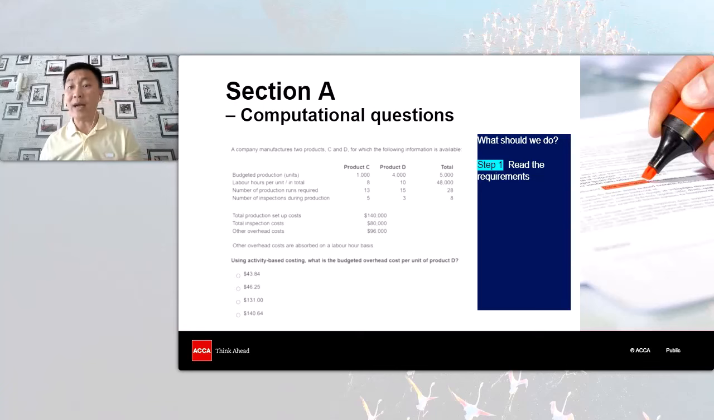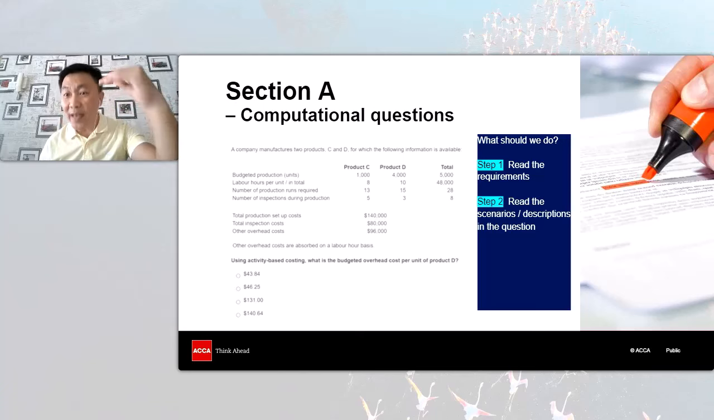Know the requirements, what exactly is being asked. Then only, second step, go back to the top, take a look at the information given, understand the scenario, especially if it is a calculation question. When you glance through numerical data, when you come across figures, that is where you start processing in your mind how you want to make use of those data to derive the figure that's required.